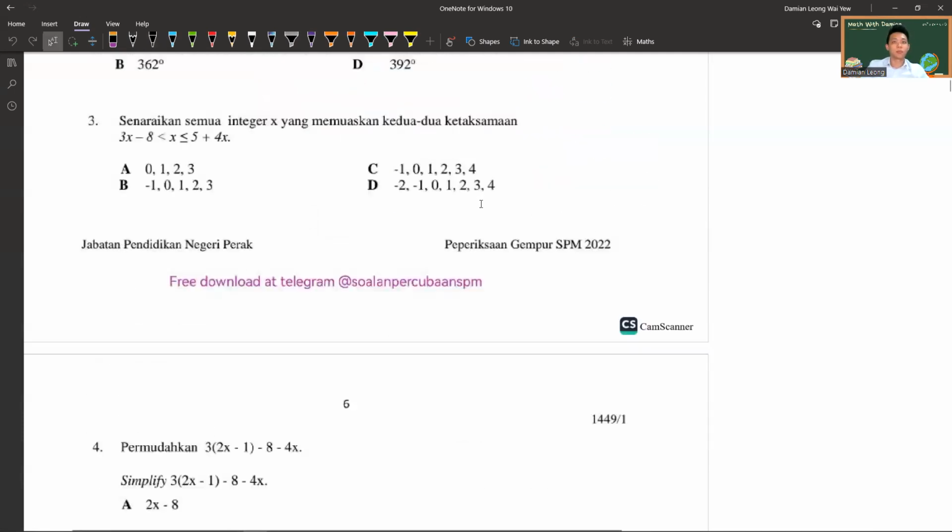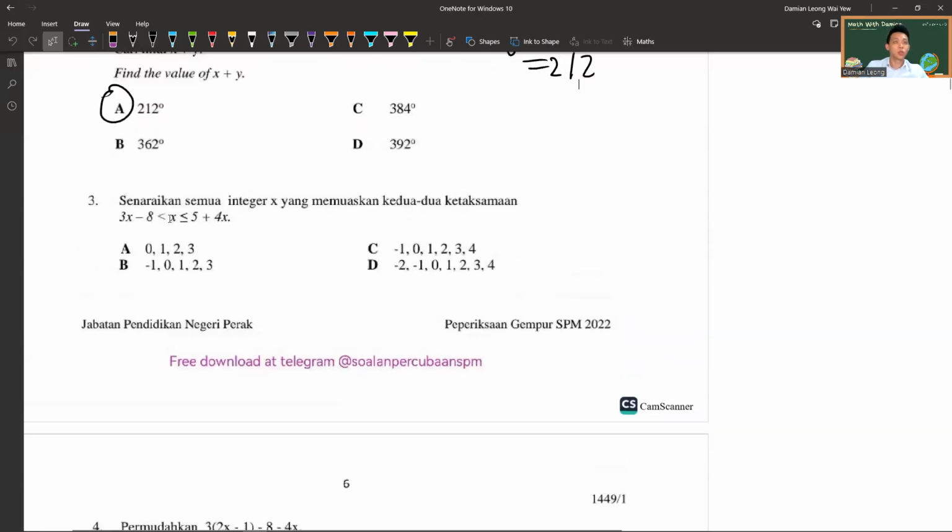And question 3. List down all the integers of x that satisfy this linear inequality. To solve this, I need to separate this into two linear inequalities. This part, 3x minus 8 less than x, and this part, x less than or equal to 5 plus 4x.